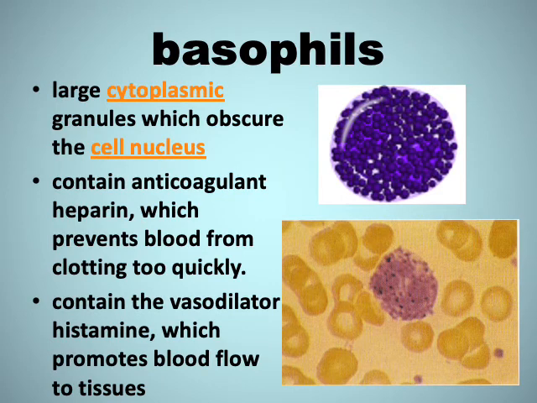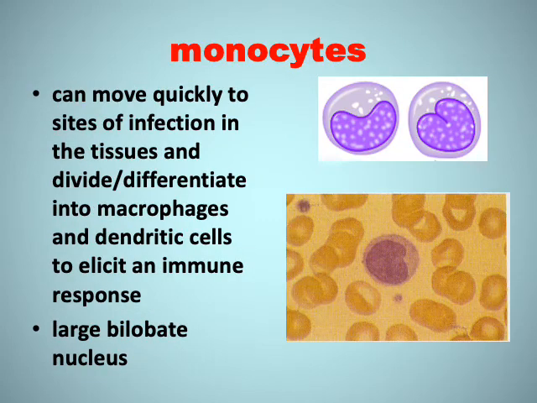As for basophils, large cytoplasmic granules obscure the cell nucleus, as you can see. They contain the anticoagulant heparin, which prevents blood from clotting too quickly, and the vasodilator histamine, which promotes blood flow to tissues.